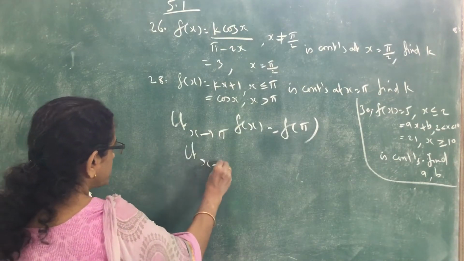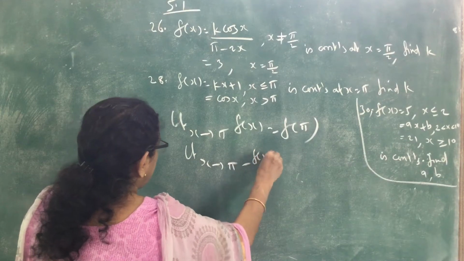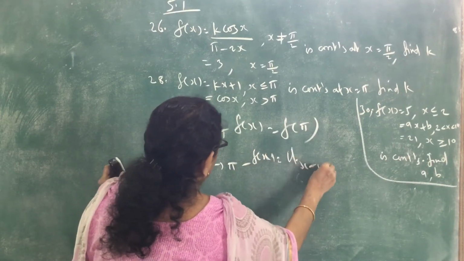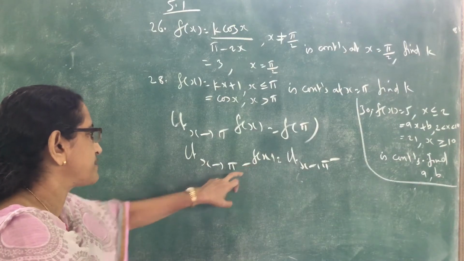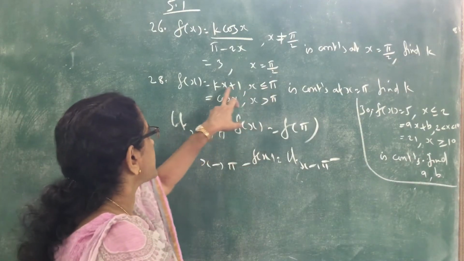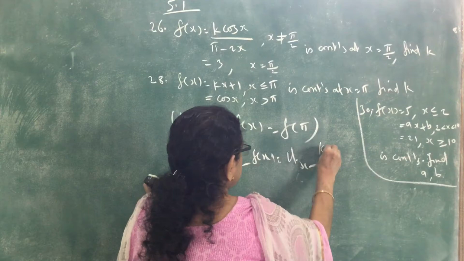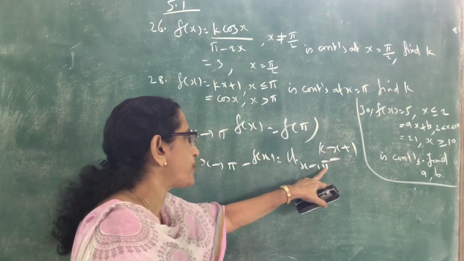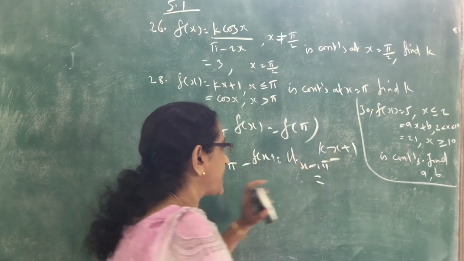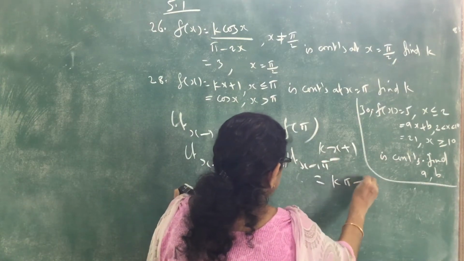So limit x tends to pi minus f of x equals limit x tends to pi minus, what is f of x when x less than pi? Pi minus means x less than pi, so kx plus 1. Now apply the limit. In place of x, substitute pi. So k into pi, k pi plus 1.